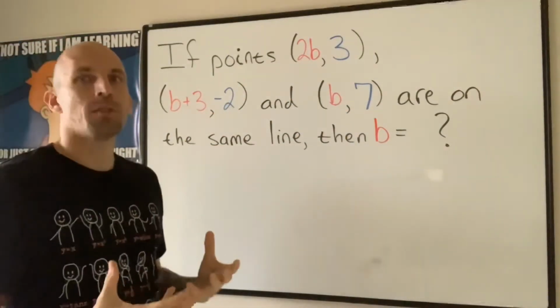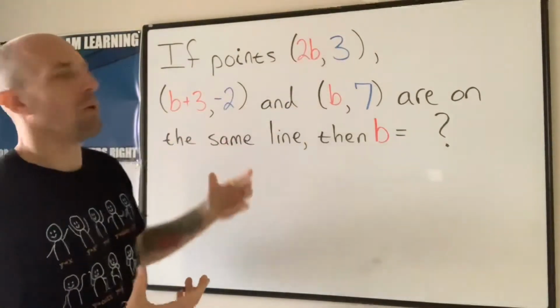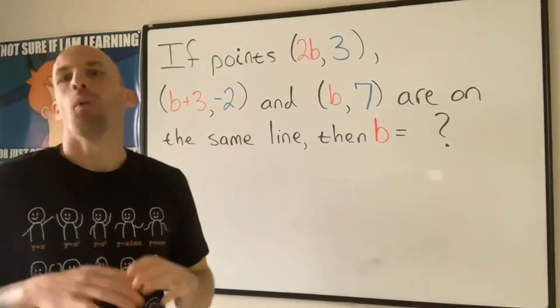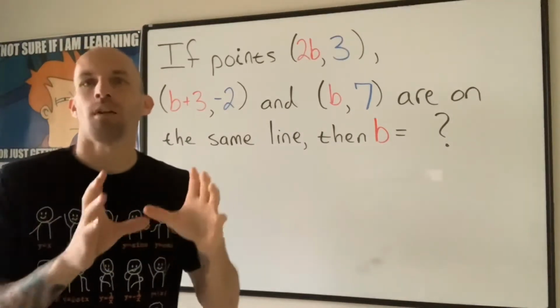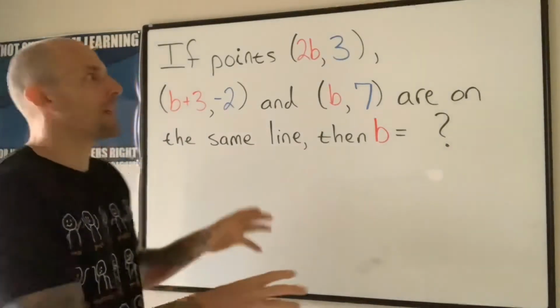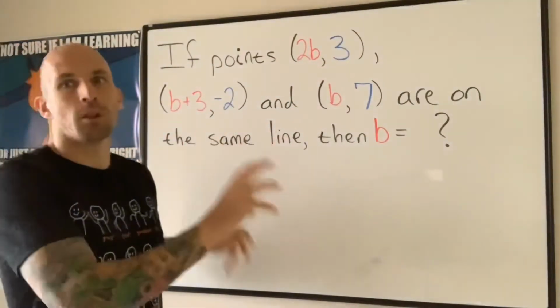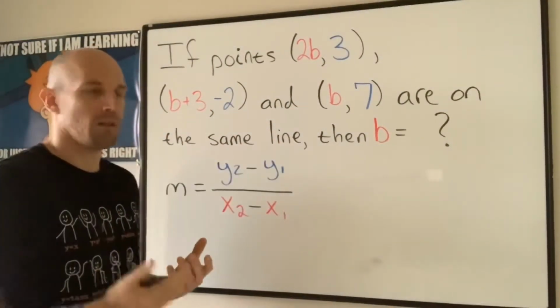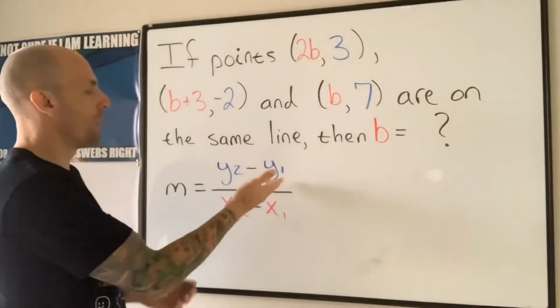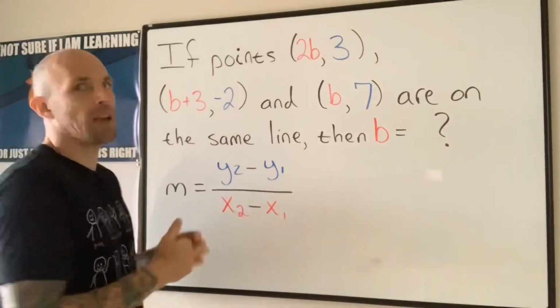And we're going to leverage the fact that all three of these points are on the same line. What is always true about points on the same line? They have the same slope. So we're going to take these points, put them into our slope formula, and see what we can see. Our slope formula is y2 minus y1 over x2 minus x1.